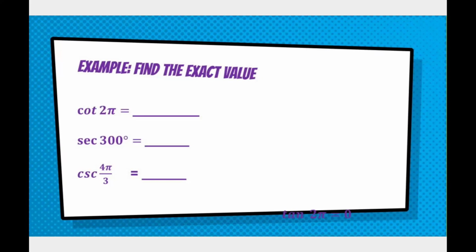All right, let's look at cotangent of 2 pi. So I'm going to look at tangent of 2 pi. So if I go all the way around, x is 1 and y is 0, right on the positive x-axis. So y divided by x would be 0 divided by 1, which is 0. If I flip that and do 1 divided by 0, we can't divide by 0, so that's undefined.